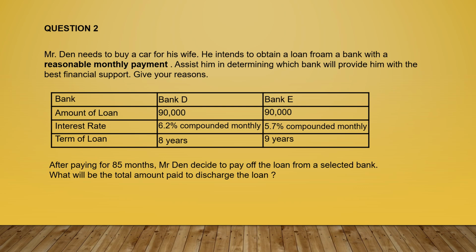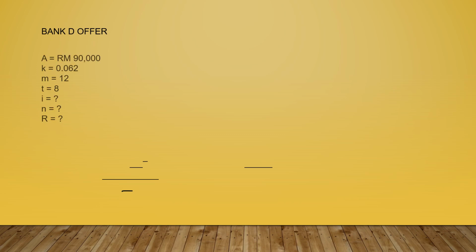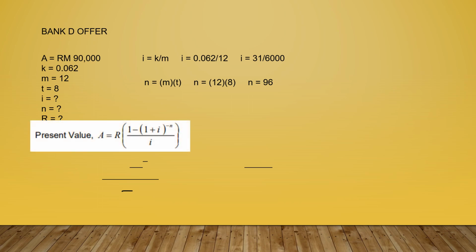Alright, let's discuss. Bank D offers present value 90,000, rate 0.02, monthly 12, term 8. I, M and R we need to find. The formula for I is K divided by M. So, we get 1 over 600.